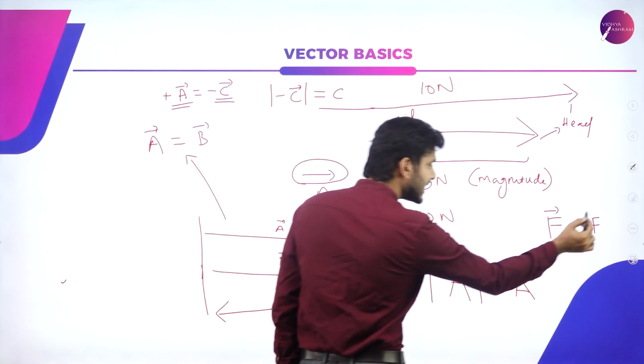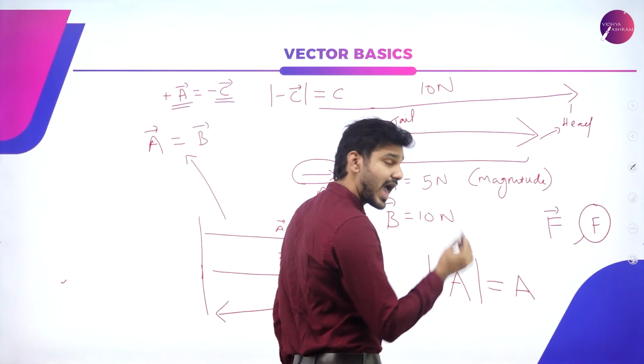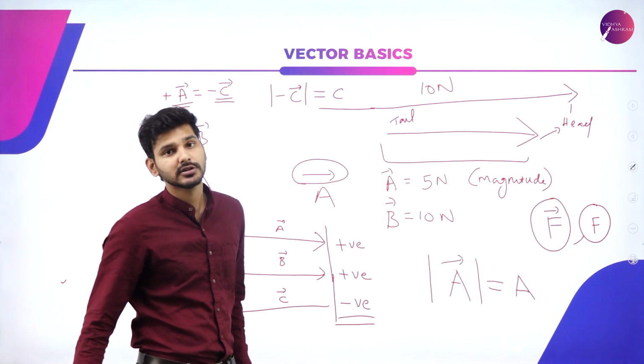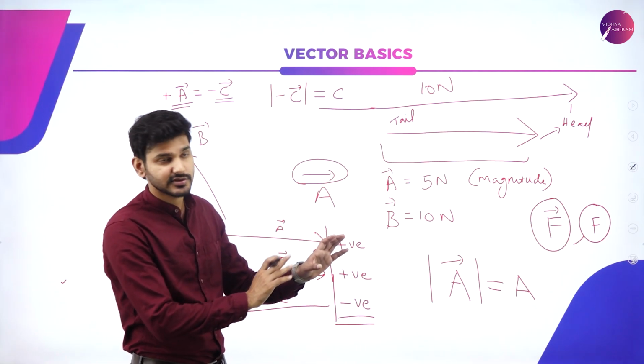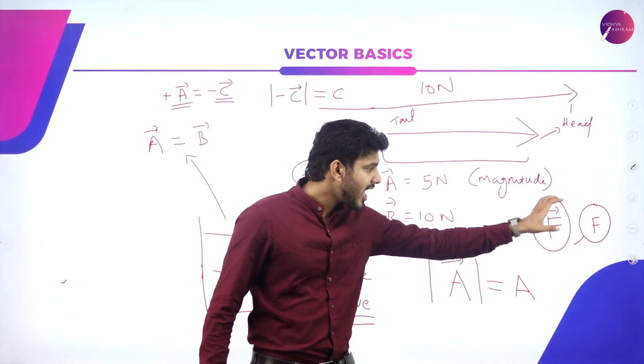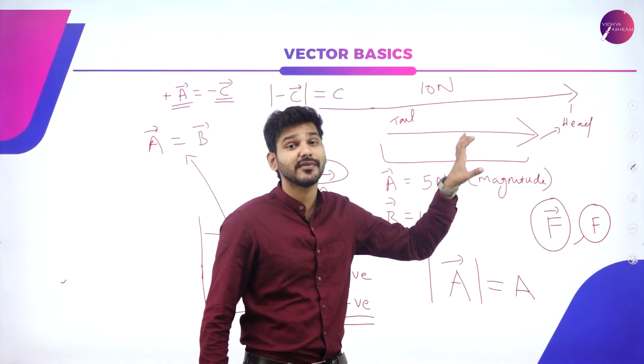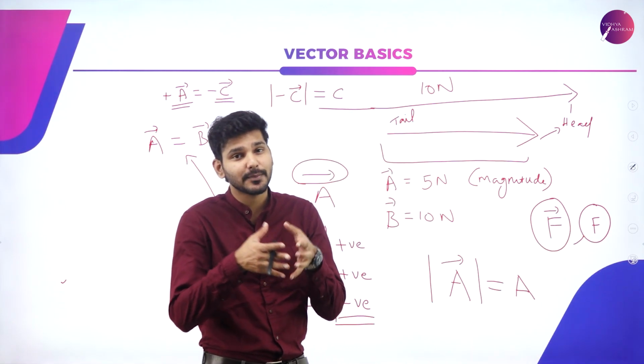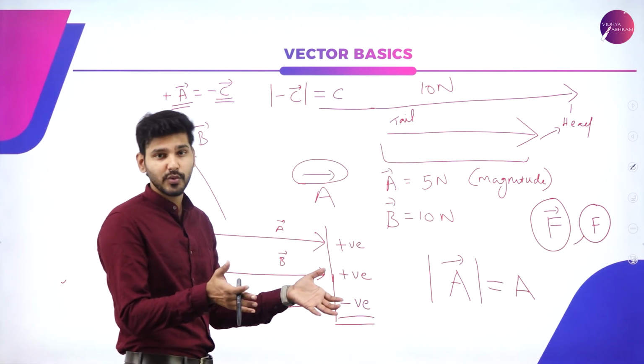We are only taking the magnitude value and not the vector component of that quantity. Here it is force. So if I write down force as F with an arrow on top of it, it is vector F. If I just write down F, it means that I'm just taking the magnitude value of that vector.